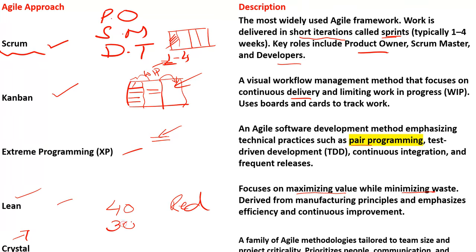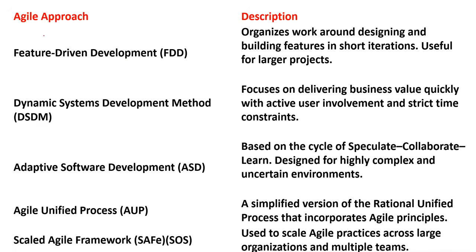If there are 30 members in the team, then you have to use the orange crystal family and so on. But for the crystal family, there is a 10% chance that one question might come again. And then there is the agile approach, feature driven development, FDD.